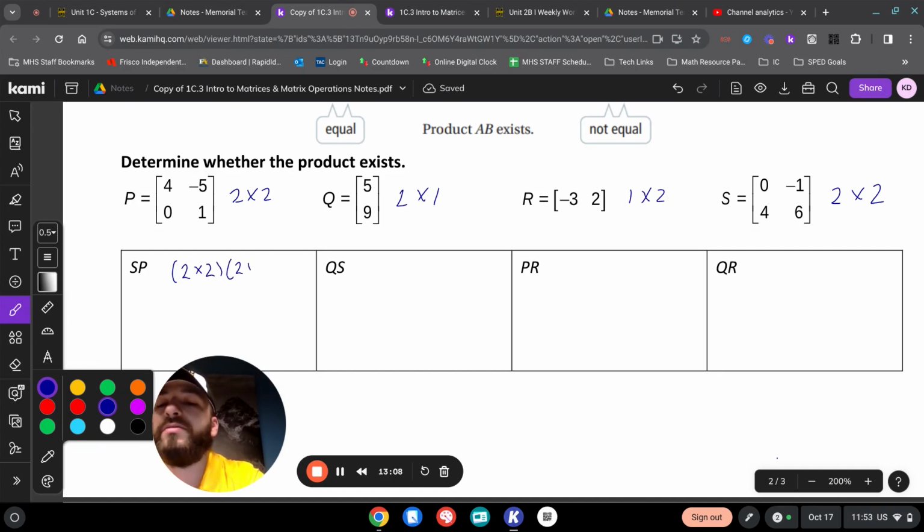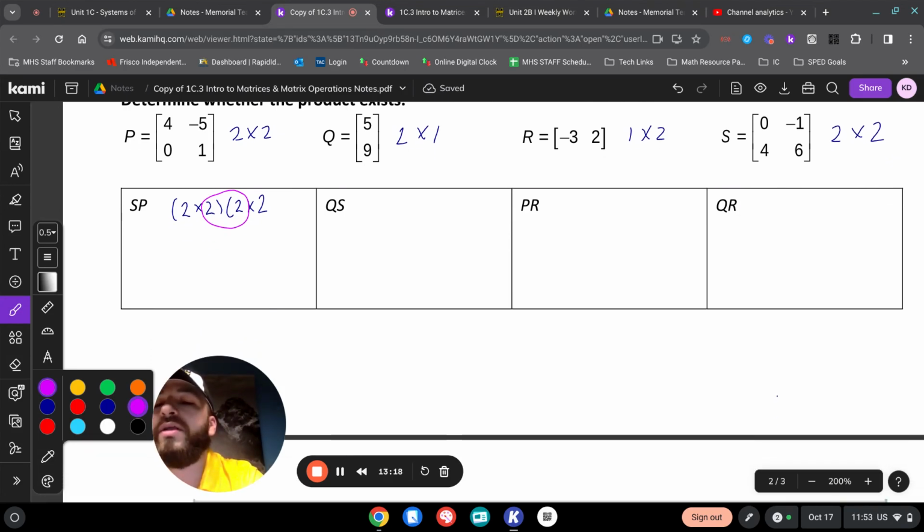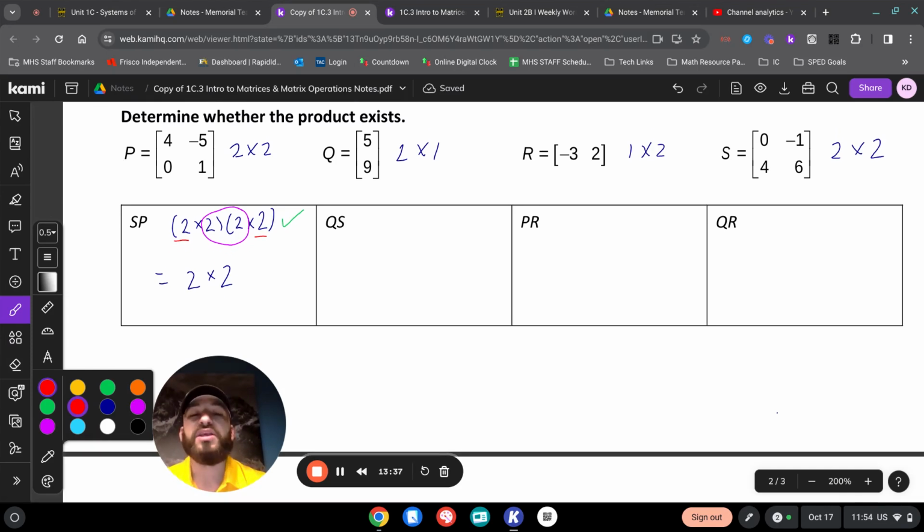times a 2 by 2. Note that my columns on S are the same as my rows on P. So that means I will have a resultant product matrix, and that product matrix will be a 2 by 2, because it always comes from the rows on the first matrix and the columns on the second matrix for our answer. Okay, then let's check Q times S.